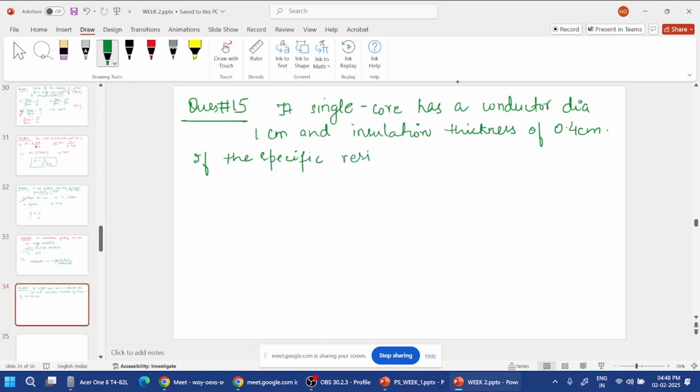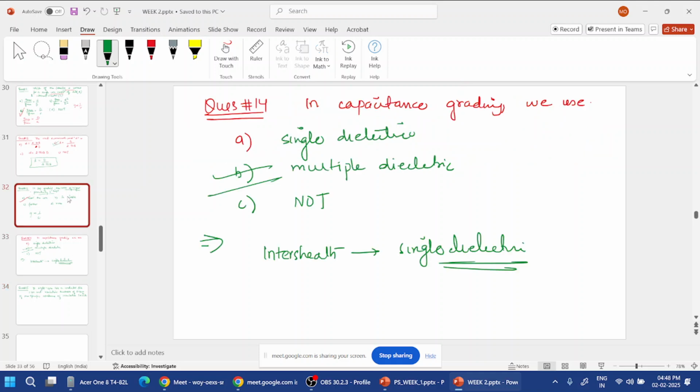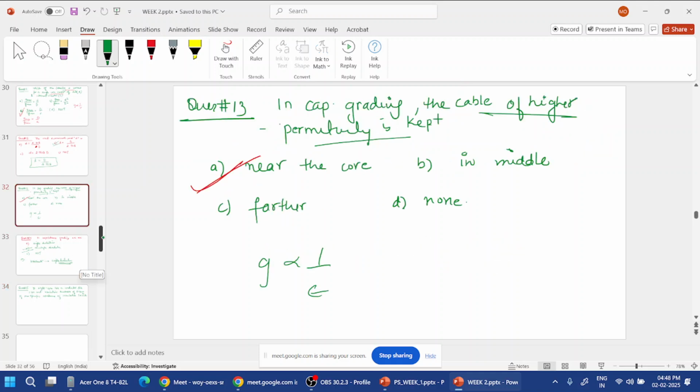If the specific resistance of insulation is 5 into 10 raised to the power 14 ohm... Which question? Okay, this is the one near the core. For this one you are asking. Okay, you are asking this question number.